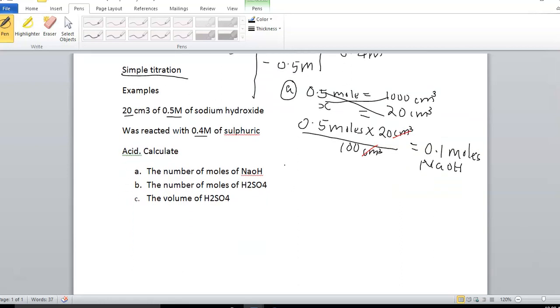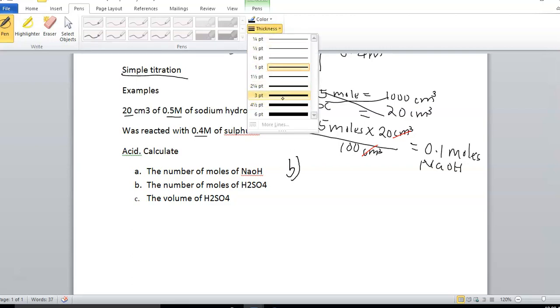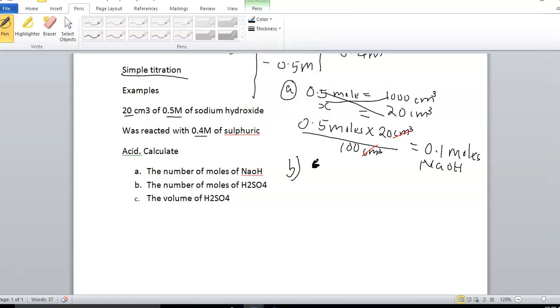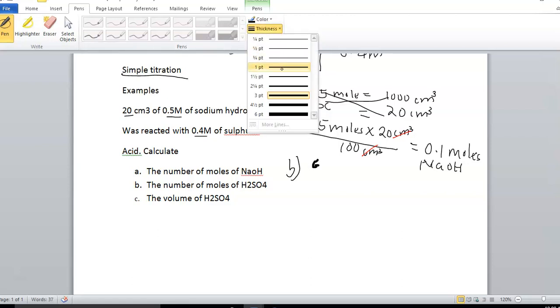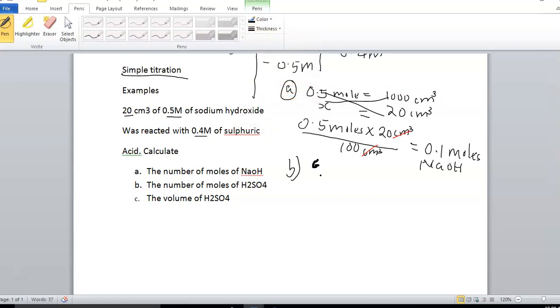Then part B. Let us go to part B. Let me make my pen very thick because sometimes you will not see it. Yes, right now it's okay, it's much bigger. Let me make it the way it was before. Okay.